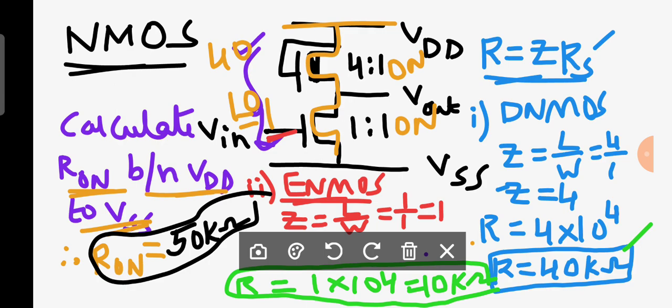Is it understood? And let us discuss the other inverter. What is that inverter? Absolutely, the CMOS inverter. You can look just here. I am discussing one more inverter, that is a CMOS inverter.